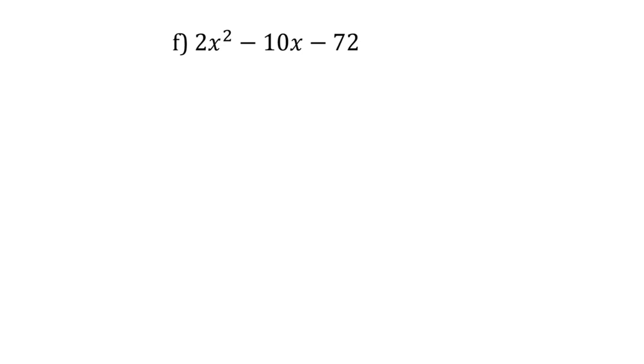Ooh, what's different about this one? I don't think there's many, if any, of these in the homework, but there's a number in front of x. Yeah, there's a number in front of the x squared. That means it's not a simple trinomial. That's what we're doing on Monday, complex trinomials, except there's something sneaky about this one.